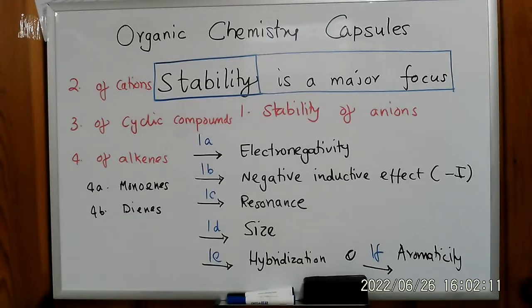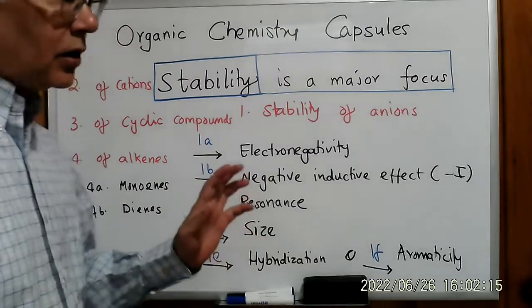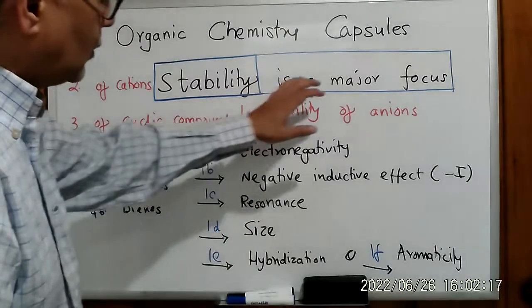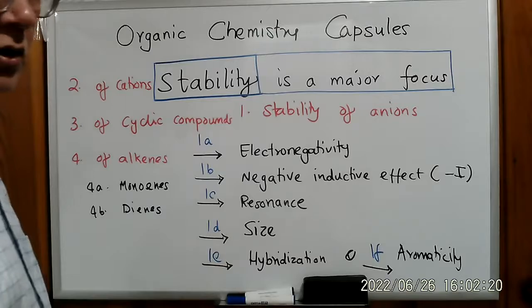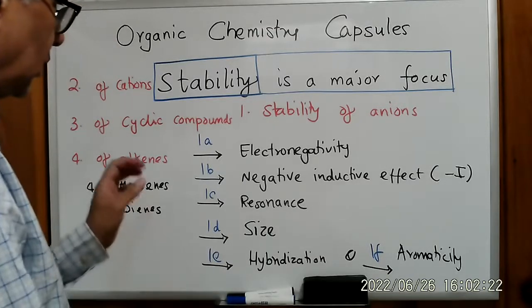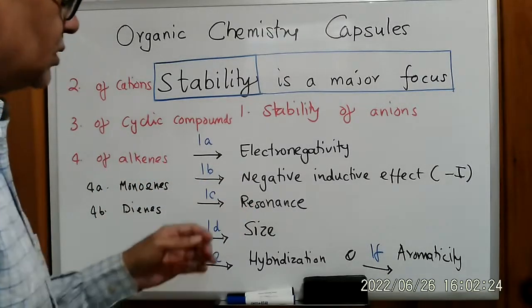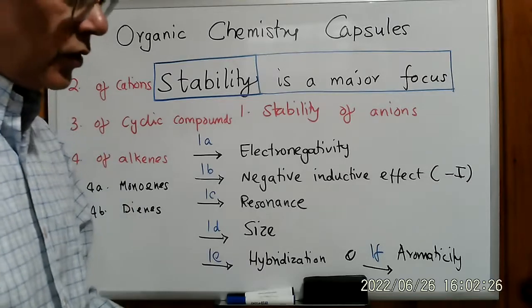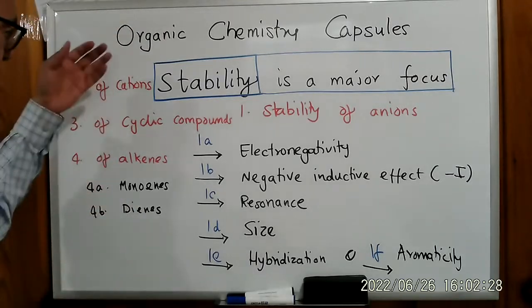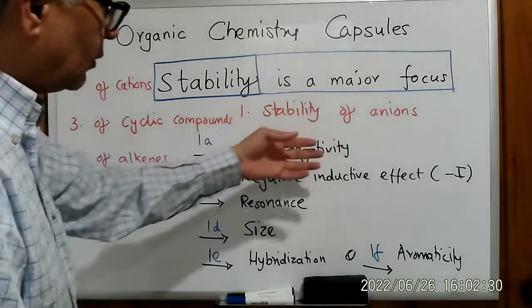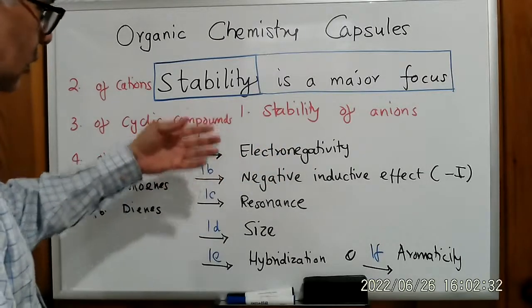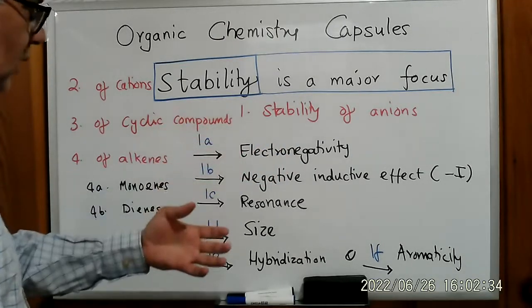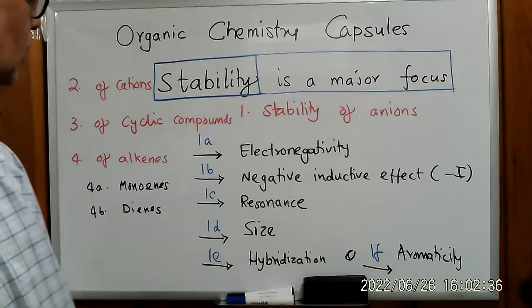Now we'll move on to something called stability. Stability, as I wrote there, is a major focus in organic chemistry: stability of different types of ions. I have put them in red, the things that we'll talk about this semester, in the first semester topics.